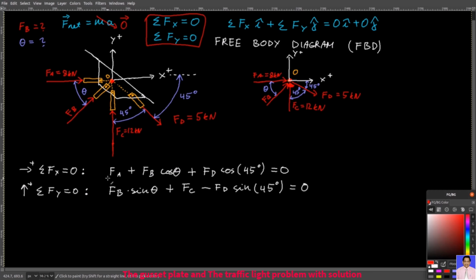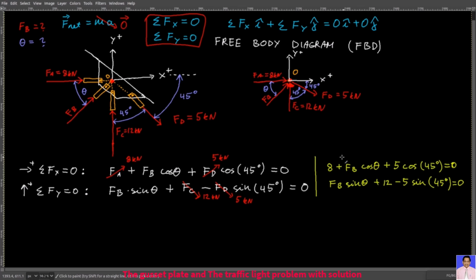And so you know what your Fa is. It's 8 kilonewtons. You also know that your Fd is 5 kilonewtons. And then Fc, that's 12 kilonewtons. And again, this Fd, it's 5 kilonewtons. So in the end, you have this system of equations. You have two equations, and then you have two unknowns, Fb and theta. And now you can solve for these two variables that you don't know.